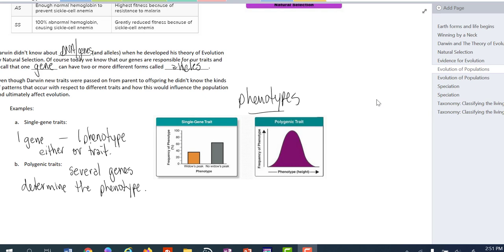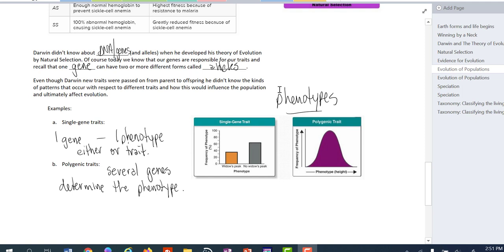Hey everyone, so on Friday we left off just talking about how traits may be inherited, how different types of traits may be inherited. Some traits are what we call single gene traits, so with one gene, one phenotype. And we might see in a population that those phenotypes may be displayed on a graph as such, right?